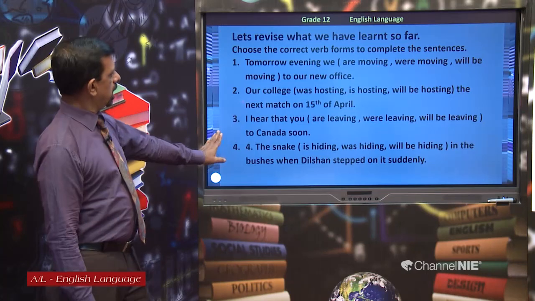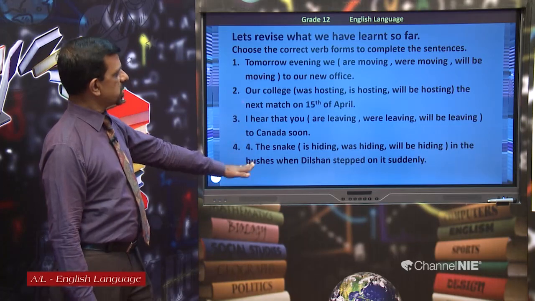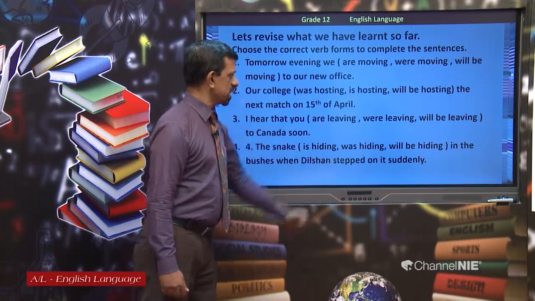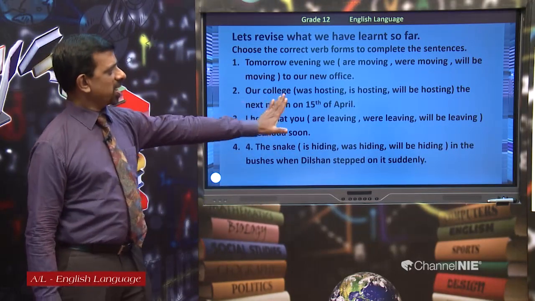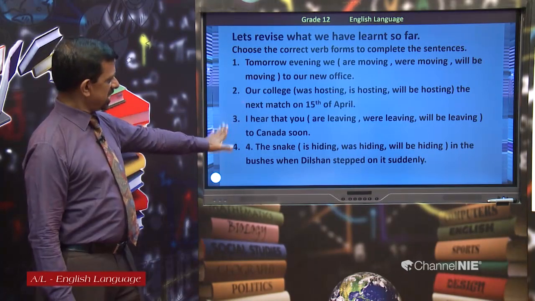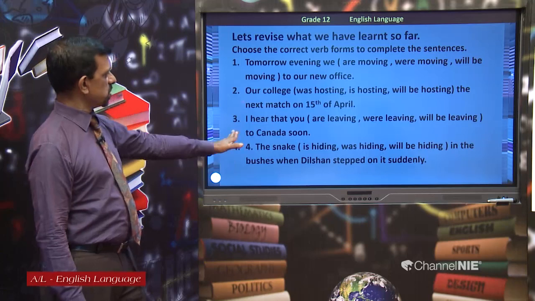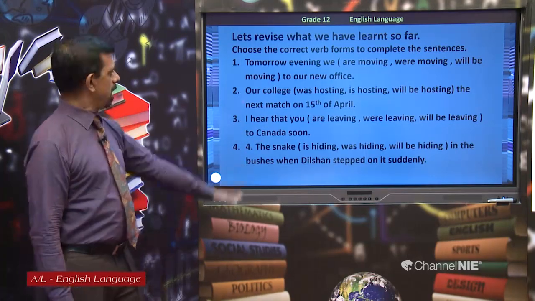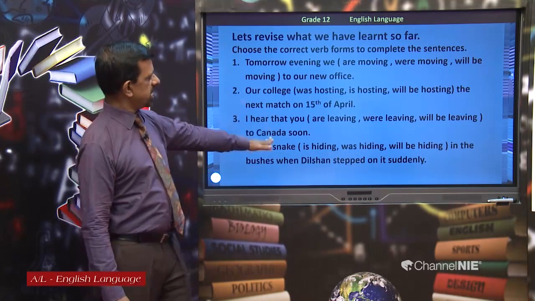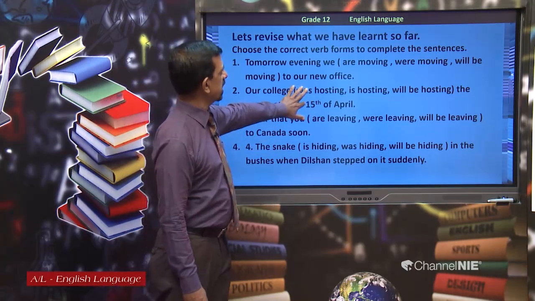Number 4, the snake in the bushes when Dilshan stepped on it suddenly. Dilshan stepped. So this is a past tense verb. So what is the continuous form we are using? Present, past or future. The snake is hiding, was hiding, will be hiding in the bushes when Dilshan stepped on it suddenly. So the correct form is, because the verb is past tense, the snake was hiding in the bushes when Dilshan stepped on it suddenly.